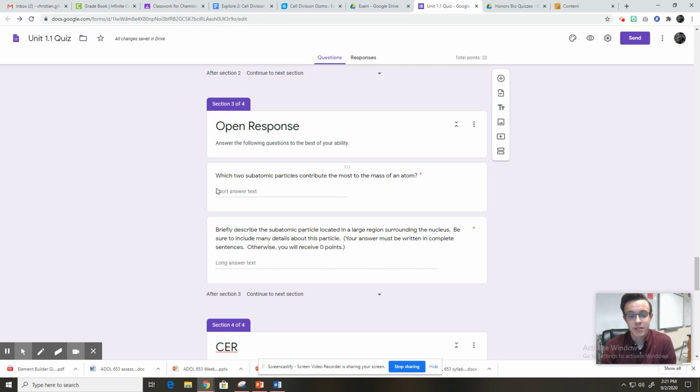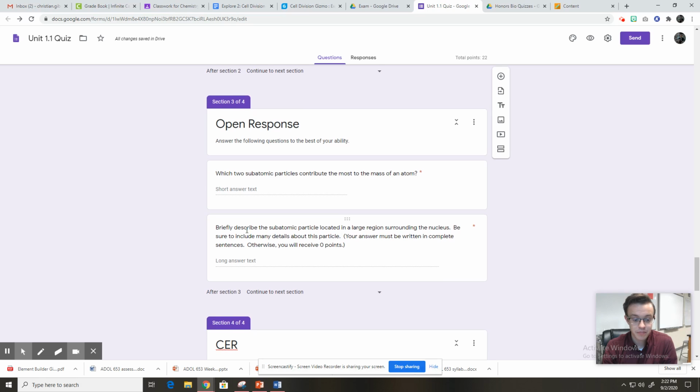These are open response questions, so you will type your answer from here. The first question says, which 2 subatomic particles contribute most of the mass to an atom? Type your answer there. You're going to list 2 of the 3 subatomic particles. Down here it says, briefly describe the subatomic particle located in a large region surrounding the nucleus. Be sure to include any details you can think of about this particle. Okay? You must type in complete sentences.